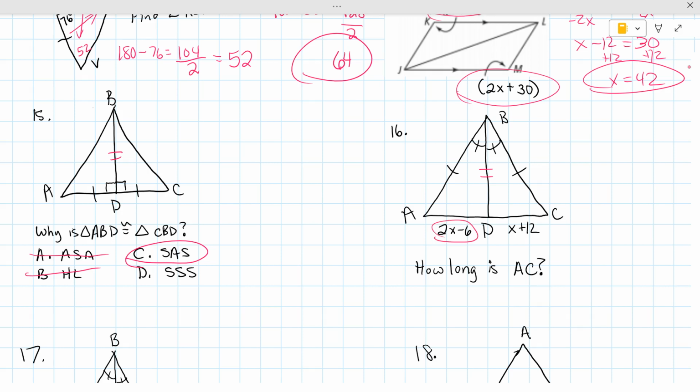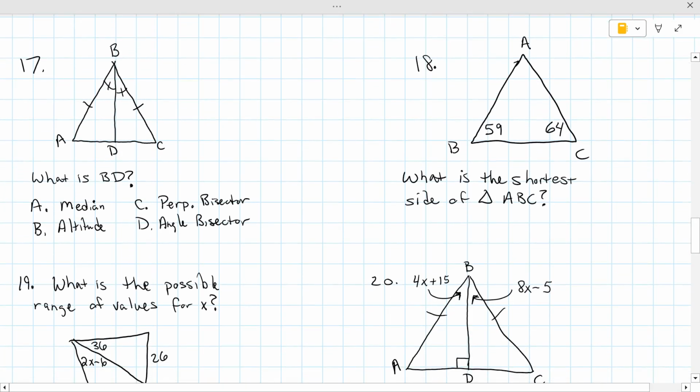So if they're congruent, this side equals this side. So we set them equal to each other. 2x minus 6 equals x plus 12. Subtract x from each side. x minus 6 equals 12. Add 6. x equals 18. So if x is 18, what's 18 plus 12? 30. What's 2 times 18, minus 6? So 30 and 30. AC is what we're looking for. AC equals 60. Okay.